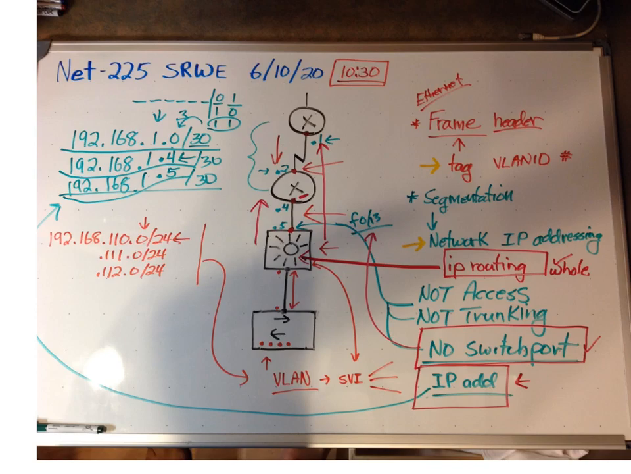Okay, so now this was our next big step. Inside the multi-layered switch, we turned on IP routing, which then affects the whole switch. Then for this port, since we wanted a router port to connect to the router, we said no switchport. And then it allowed us to add an address to that port.